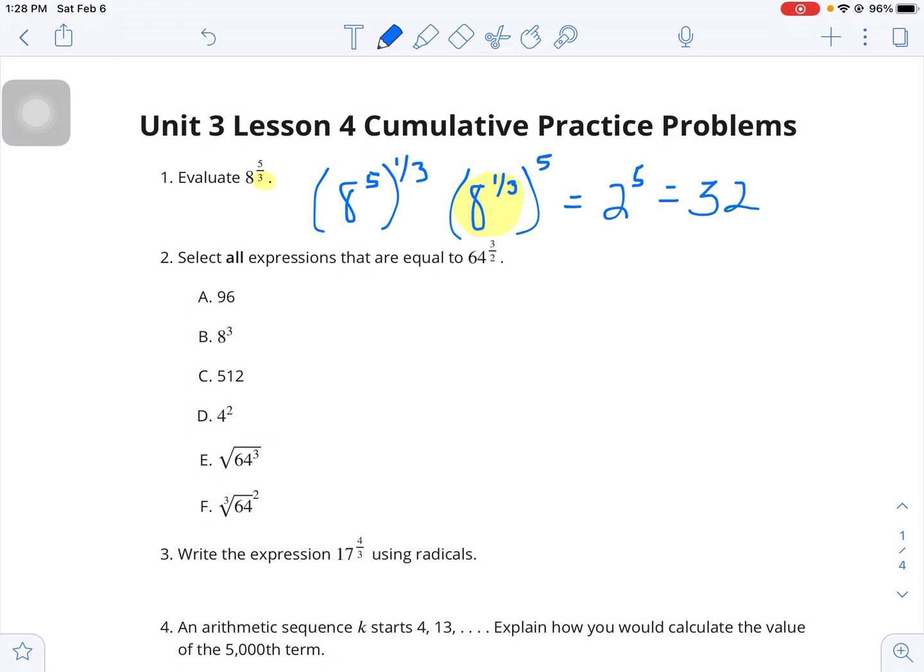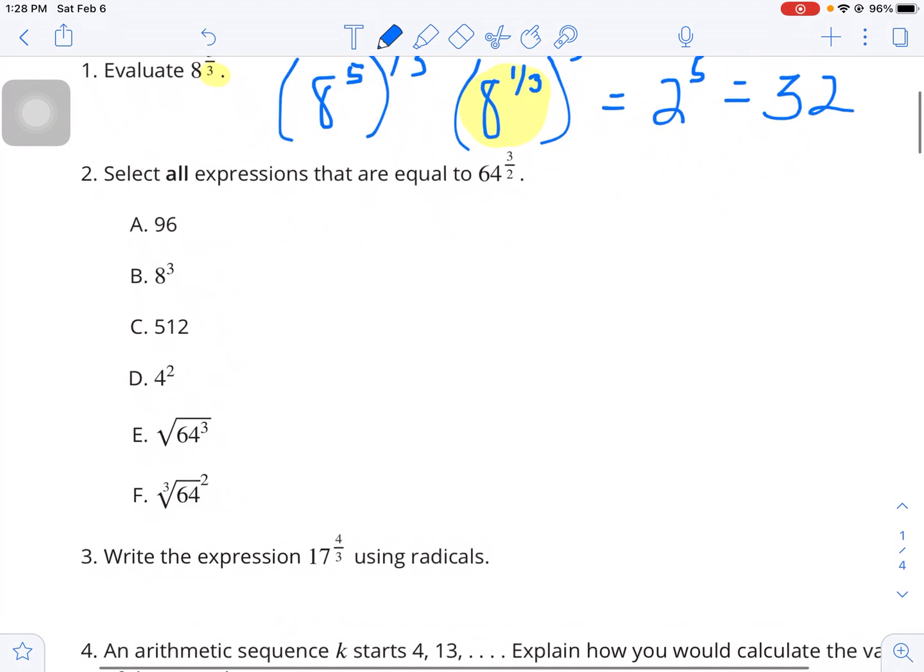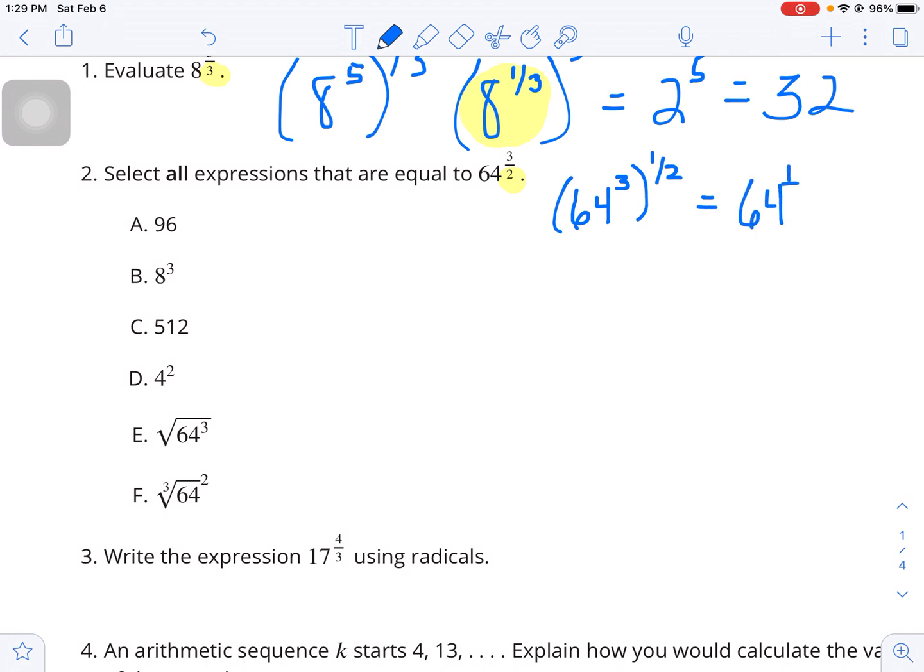Problem number 2, it said express or select all expressions that are equal to 64 to the 3/2. So right away, again, I notice that I'm dealing with the square root of 64. So I know that that's 8, so I'm going to keep that in mind. But I could write this as 64 cubed raised to the 1/2 power. I could write this as 64 to the 1/2 raised to the 3rd power.